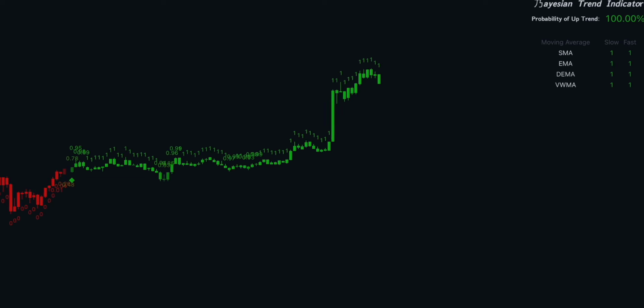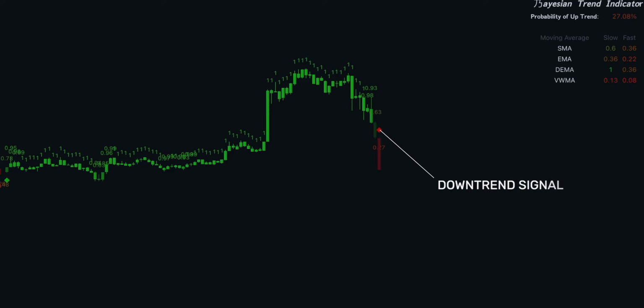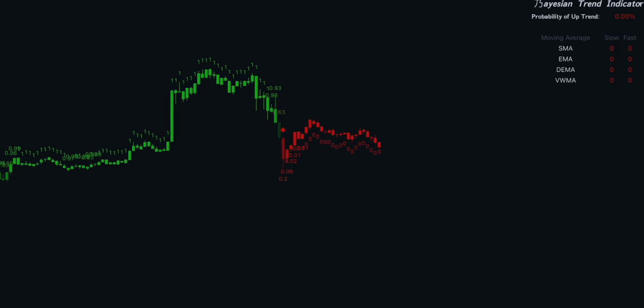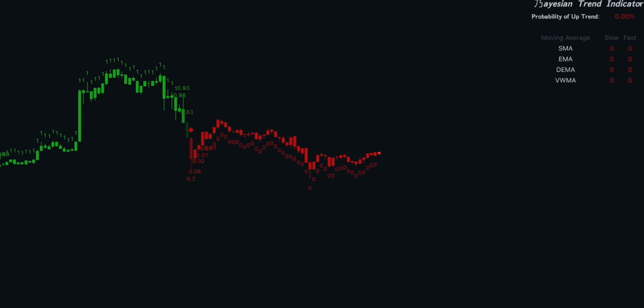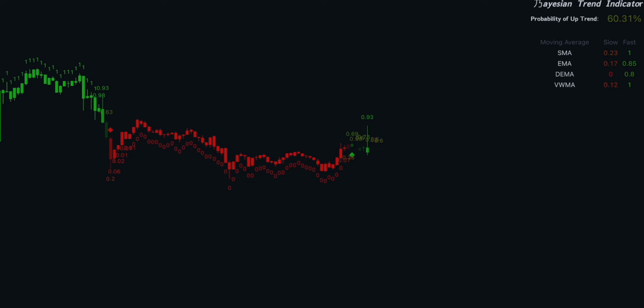To visually represent the trend direction, the indicator colors the bars on the chart based on the posterior probabilities. Bars are colored green to indicate an uptrend when the posterior probability is greater than 0.5 or 50%, while bars are colored red to indicate a downtrend when the posterior probability is less than 0.5 or 50%.